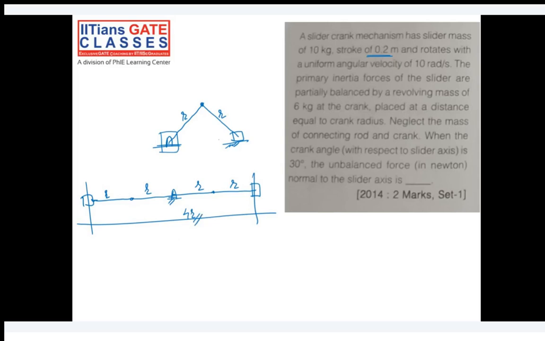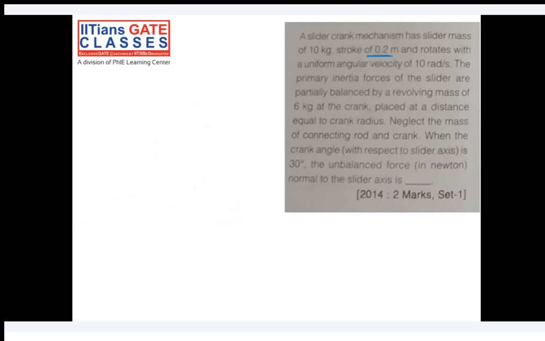Coming towards this question now, because this kind of questions also come, that's why I'm telling you. It can be a theoretical question, so you should know how to calculate the stroke length. Coming to this question, a slider crank mechanism has a slider mass which is 10 kg, mass of the slider, and stroke is 0.2 meter. It rotates with a uniform angular velocity, rad per second. The primary inertia forces of the slider are partially balanced by the revolving masses of 6 kg at the crank, placed at a distance equal to the crank radius. Neglect the mass of connecting rod and crank.